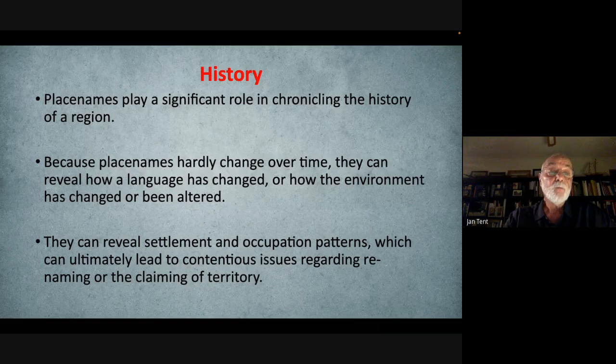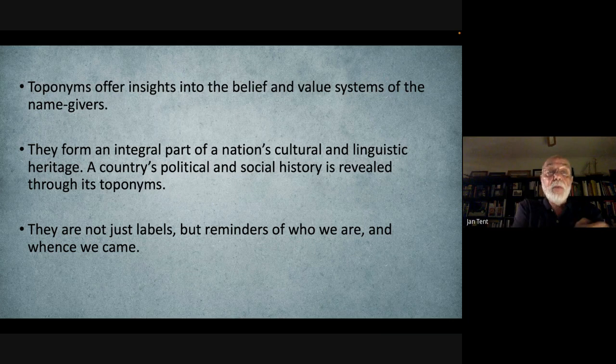But the naming of places can also offer insights into the belief and value systems of the name givers. You can dig quite deeply into lists of place names in a region to get an insight into who named these places and why they gave these places these names. So they form an integral part of a nation's cultural and linguistic heritage, and its political and social history is revealed through its toponyms.